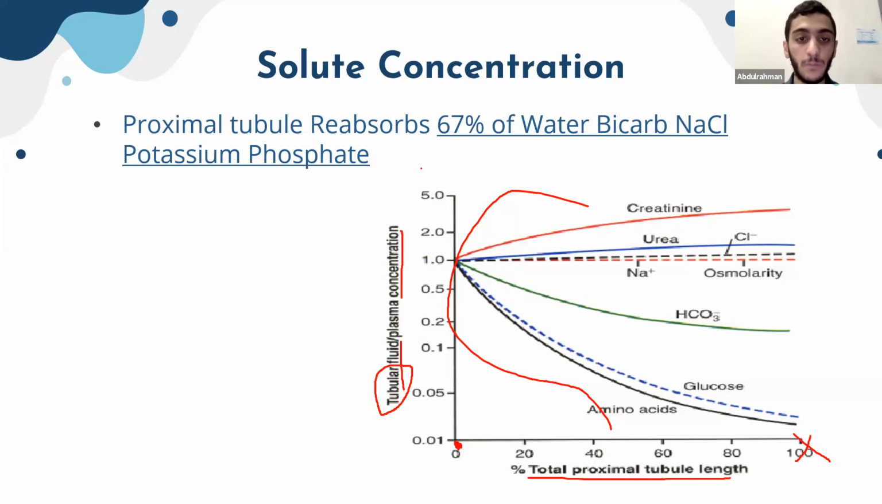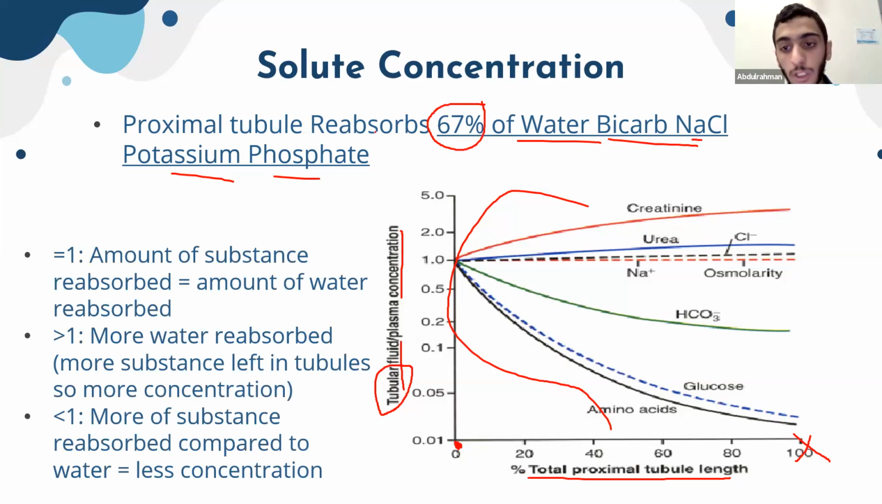Now, this here is just a simple fact. We said the proximal tubule is reabsorbing the most important stuff: water, bicarbonate, sodium, chloride, potassium, and phosphate. It always reabsorbs 67% of these substances. Now let's look at the graph and try to understand what's happening here.